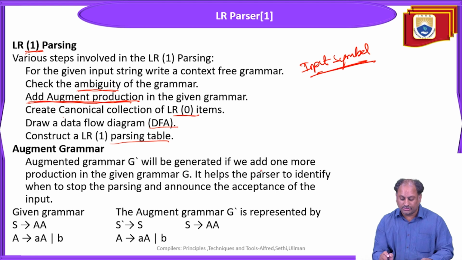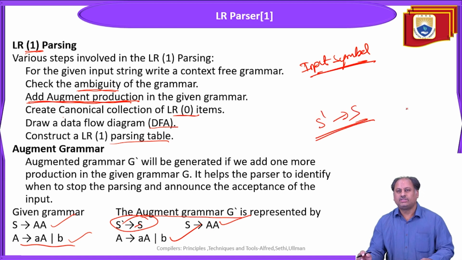Here the augmented grammar is a grammar where the parser can identify when to stop parsing. That means the end is to be marked by some notation. So this augmented grammar is written by adding an extra production. From this we get S derives A, whereas in the augmented grammar S' derives S, which gives an extra production to verify the productions in the given grammar and where to stop the process. For that reason, we augment.